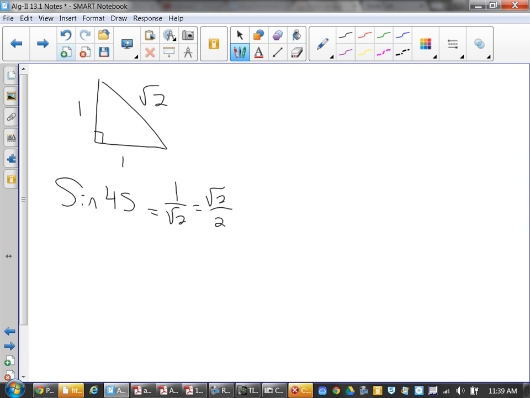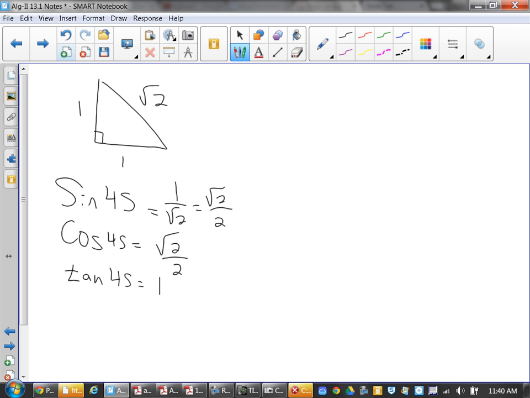What's the cosine? Same thing, isn't it? Because adjacent and opposite are the same. Therefore, your tangent is opposite over adjacent, 1. Tangent in this case is 1.